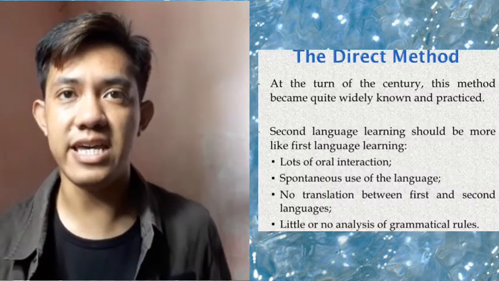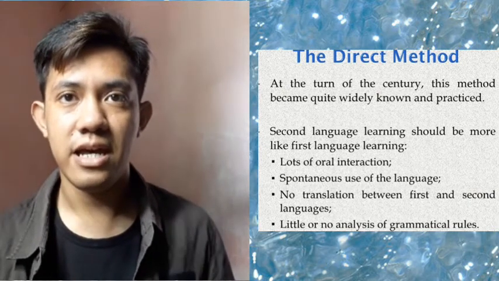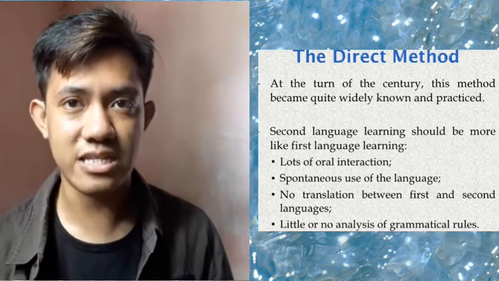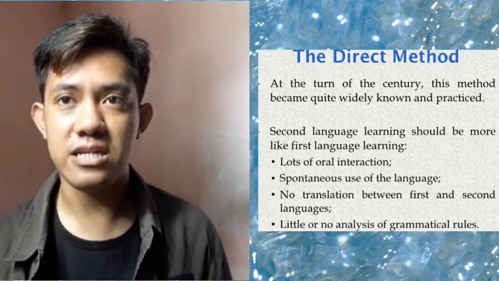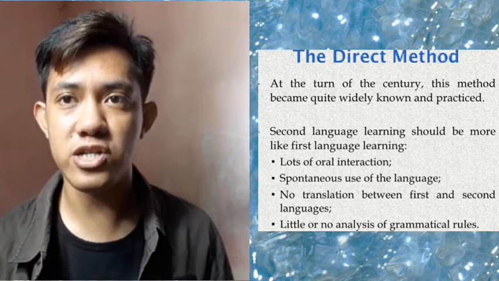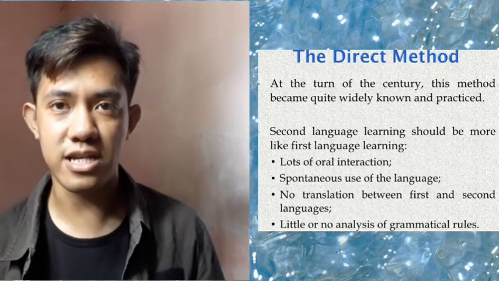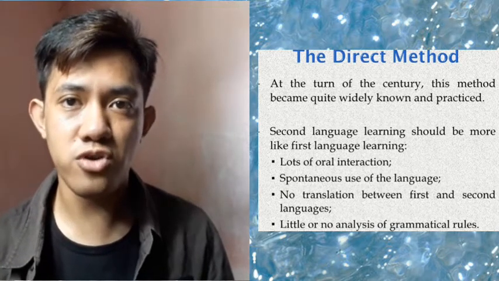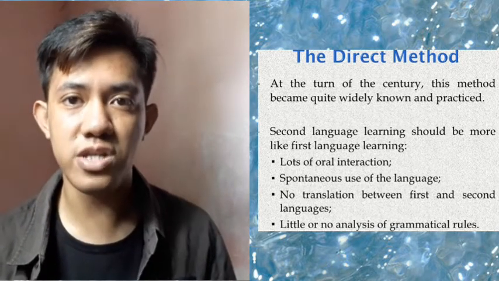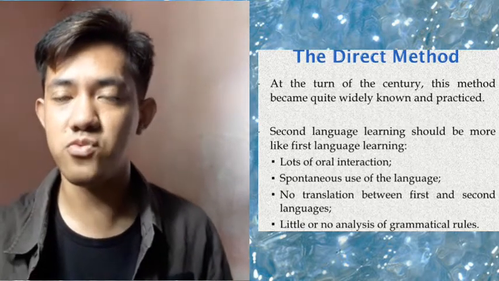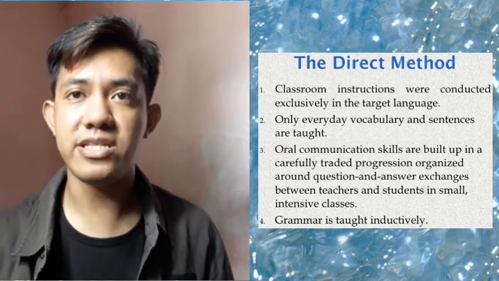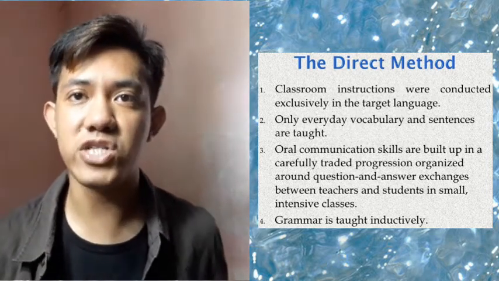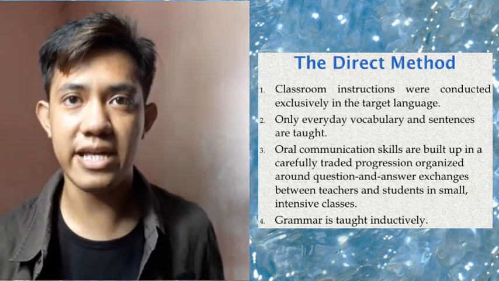And the next method is the direct method. At the turn of the century, this method became quite widely known and practiced. In the direct method, second language learning should be more like first language learning: lots of oral interaction, spontaneous use of the language, no translation between first and second languages, and little or no analysis of grammatical rules.